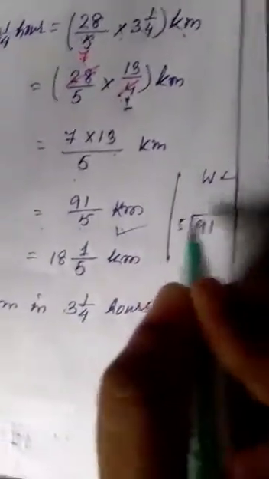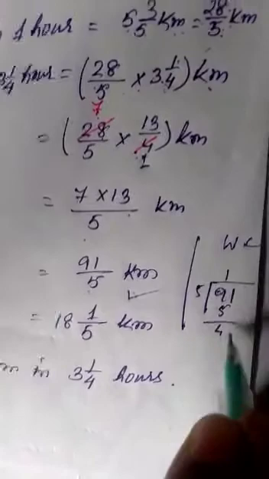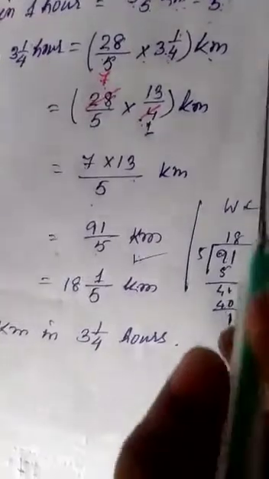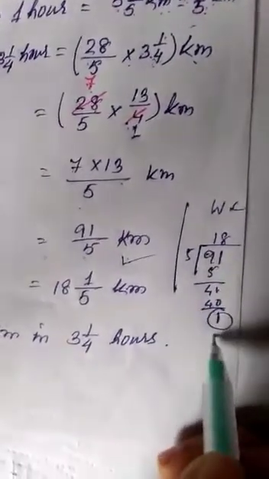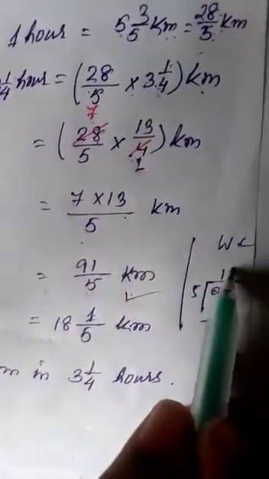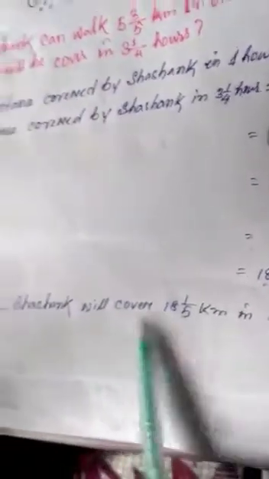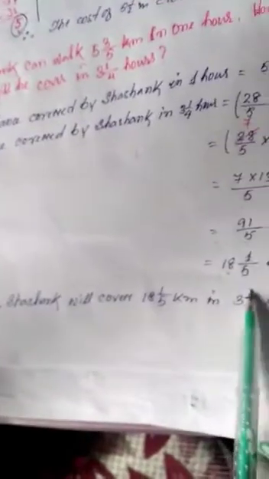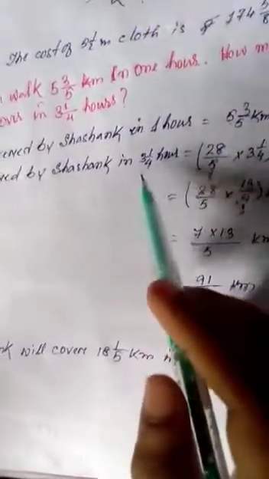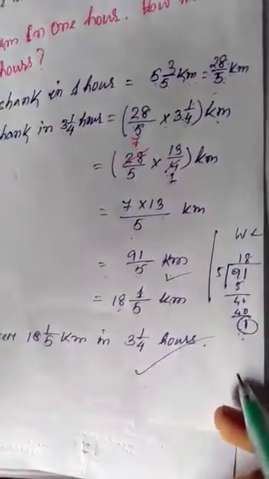Okay, so 5 1s are 5, now it's 4, so 5 8s are 40, so you can see here the remainder is 1. This 1 is the numerator; the remainder will be the numerator, and 18, the quotient, will be the whole number. So 18 and 1 by 5 kilometers. Hence the session will cover 18 and 1 by 5 kilometers in 3 and 1 by 4 hours. Only here the kilometers and the hours are given in fractions, not whole numbers. But the method is the same; we just have to multiply and we can get the result.